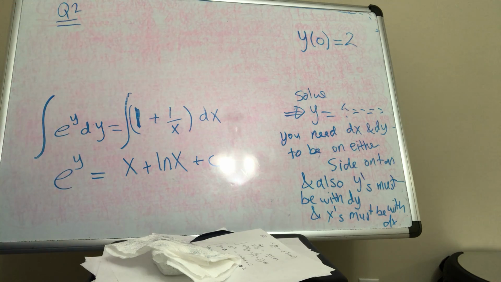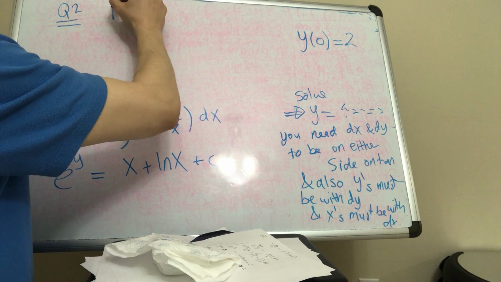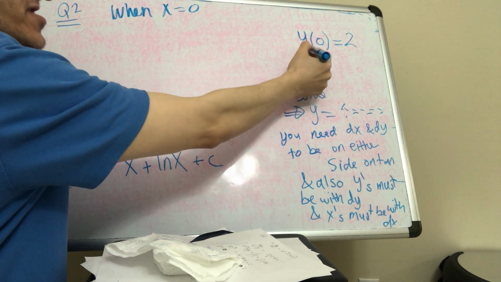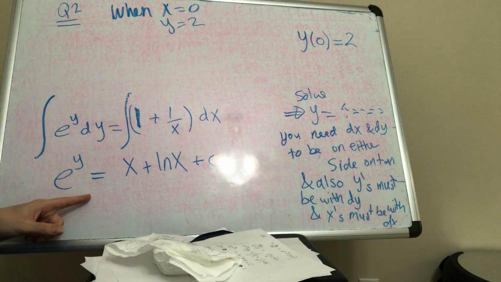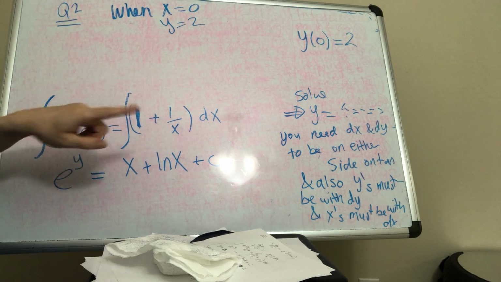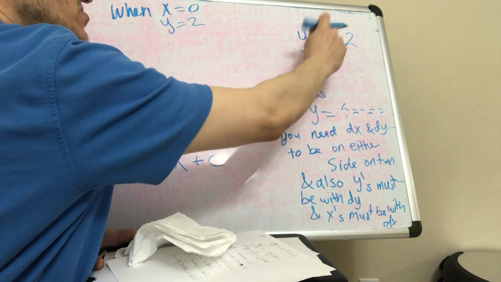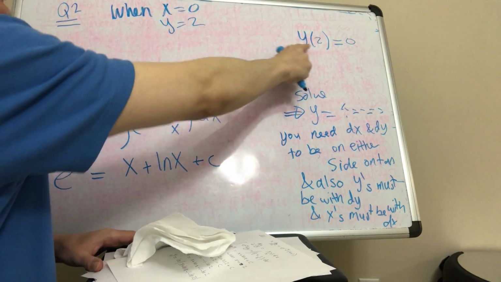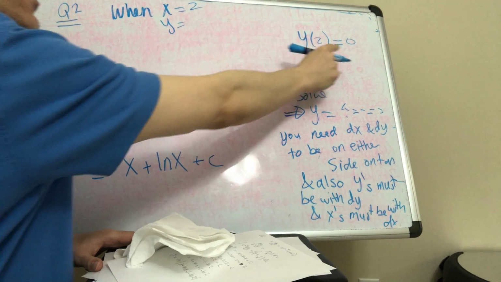Now, they give you this initial condition to help you figure out what the number c is. The way we read this is when x is 0, y equals 2. So here, replace the x by 0. I think the initial condition, if I'm not mistaken, it was 2 inside and the 0 outside. So when x is 2, y is 0.